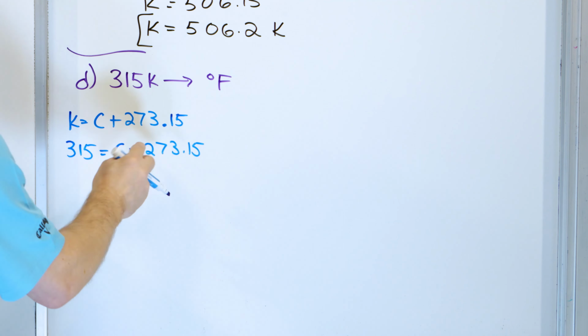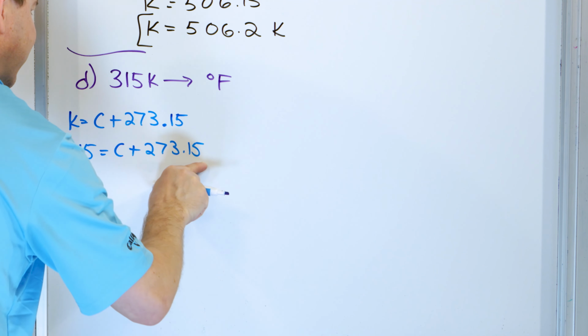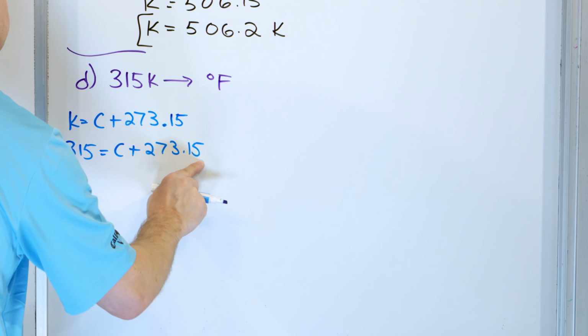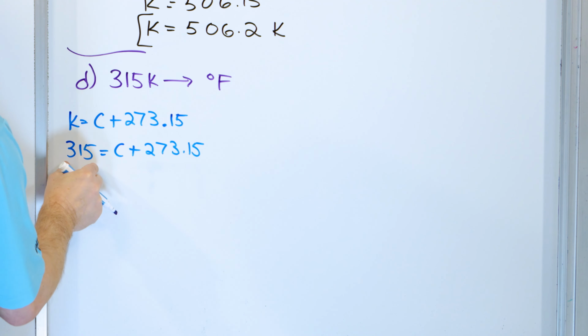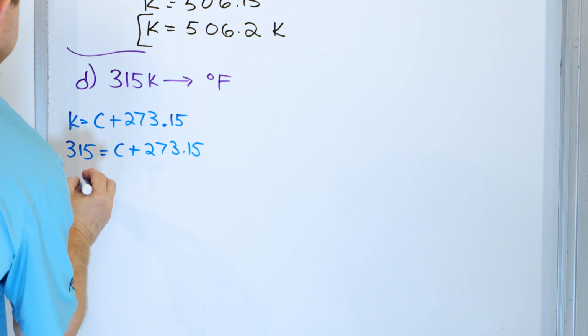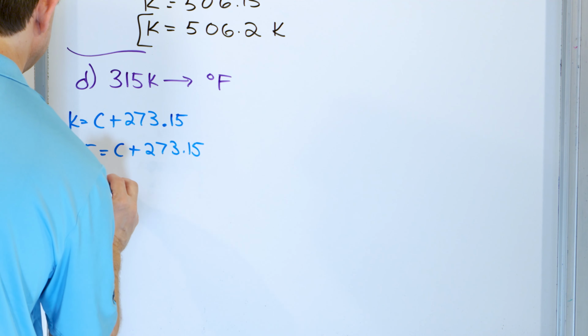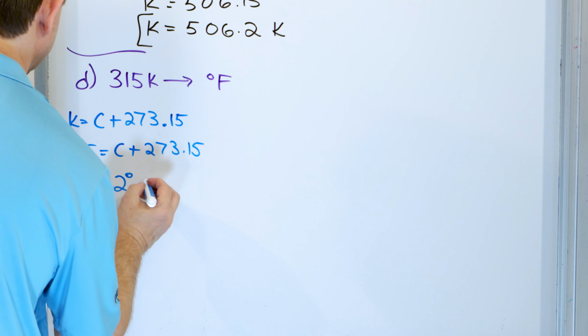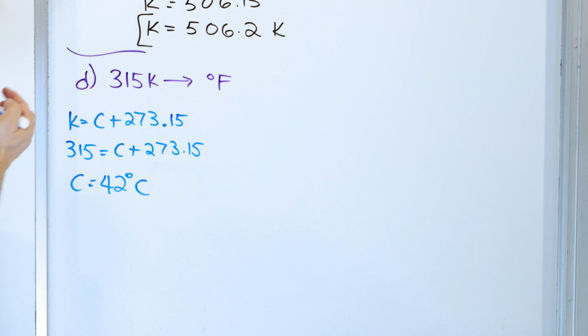How do we solve for Celsius? Well, we're adding here, so we just need to subtract 273.15 on both sides, and that gets rid of it here. 315 minus that gives you a Celsius temperature of 42 degrees Celsius. Of course, we're rounding here because we have a decimal. Once we round it, we get 42 degrees Celsius.